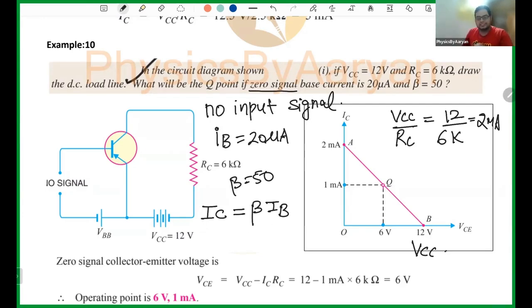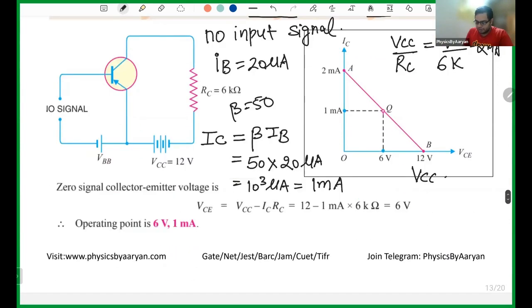Okay. So if that is the situation, what will be your beta? Beta is 50. What is your IB? IB is given to you as 20 microampere. If you do that, this will be 10 power 3 microampere, which is 1 milliampere. So IC is 1 milliampere. If IC is 1 milliampere, you remember this equation? Output Kirchhoff voltage law: VCE equals VCC minus IC RC. Now VCC is given as 12, IC you have calculated as 1 milliampere, and RC is 6 kilo ohm.